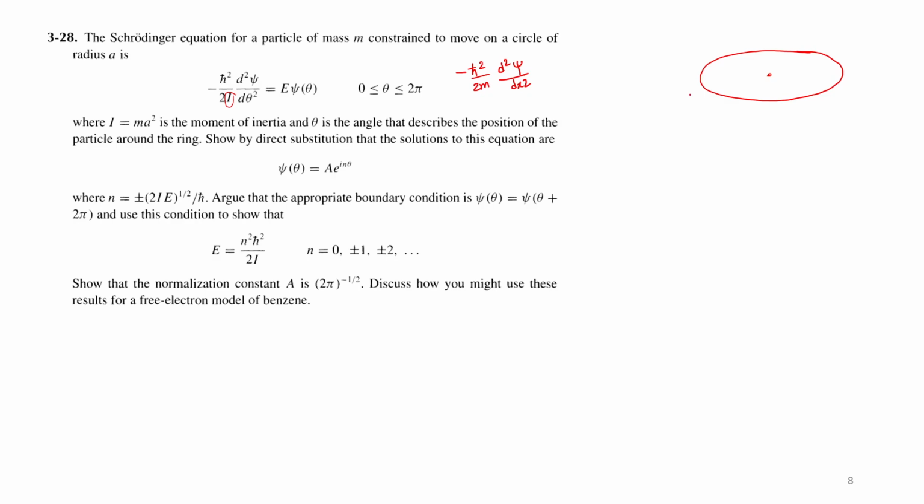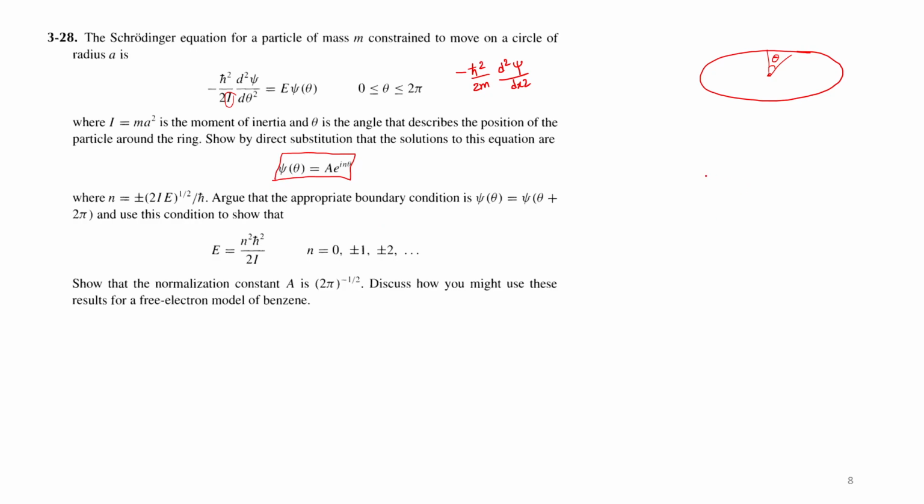That's why the Schrodinger equation looks like that, and at any certain point the particle will make some angle theta. That's why theta is your variable here. So now the next point is written. Where I equals m a square is the moment of inertia and theta is the angle that describes the position of the particle around the ring. Show by direct substitution that the solution of this second order equation is psi theta equals A e to the power i n theta.